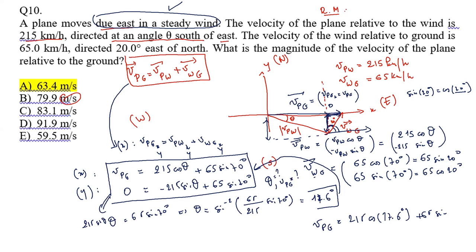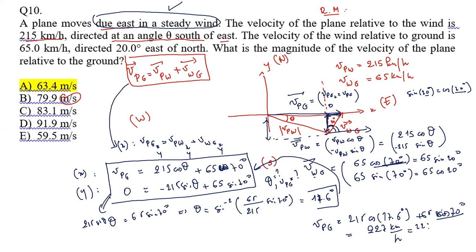Okay, here I made a mistake. It's a cosine. Okay, so here it's a cosine, right? Cosine 70 degree, because it's a cosine 70. So you do it, you will get, in kilometers per hour, 227 kilometers per hour.